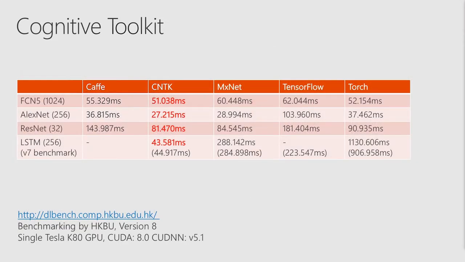Now, Cognitive Toolkit is not the only deep learning toolkit on the market. There are a number of others: TensorFlow, MXNet, Torch, Caffe, just to name a few. The numbers that you see here on screen are benchmarks conducted by an independent organization. Now, as you can see here, the Cognitive Toolkit performs particularly well. In this table, it's referred to by its old name, CNTK.